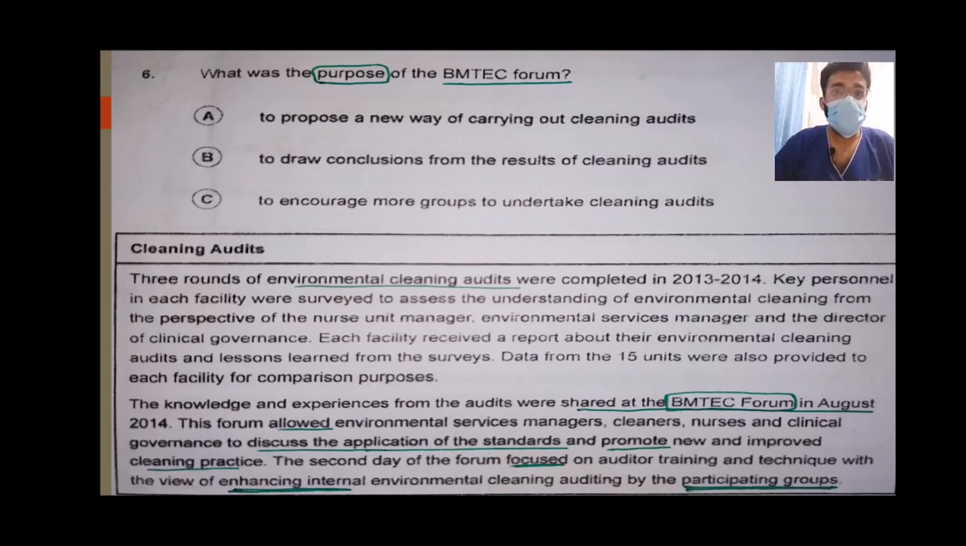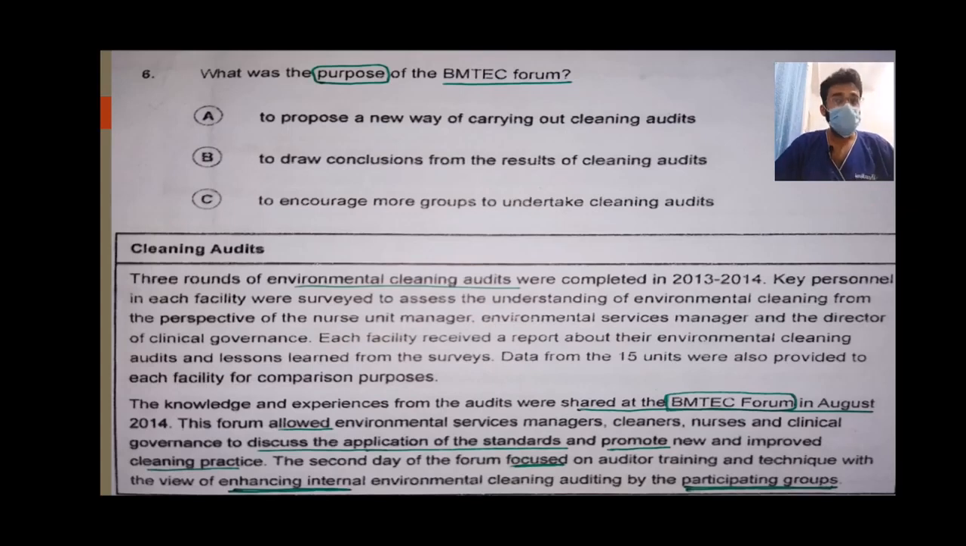Option A, what was the purpose of the BM Tech Forum? Option A, to propose a new way of carrying out cleaning audit. No, we haven't discussed any ways or any means of auditing in this text, so this couldn't be our answer. Option B, to draw the conclusion from the result of cleaning audit. What was the purpose? Purpose was to allow them to apply the standards and promote the cleaning. And the third purpose was enhancing the internal environmental cleaning auditing by the participating group. Okay, so option B is incorrect.